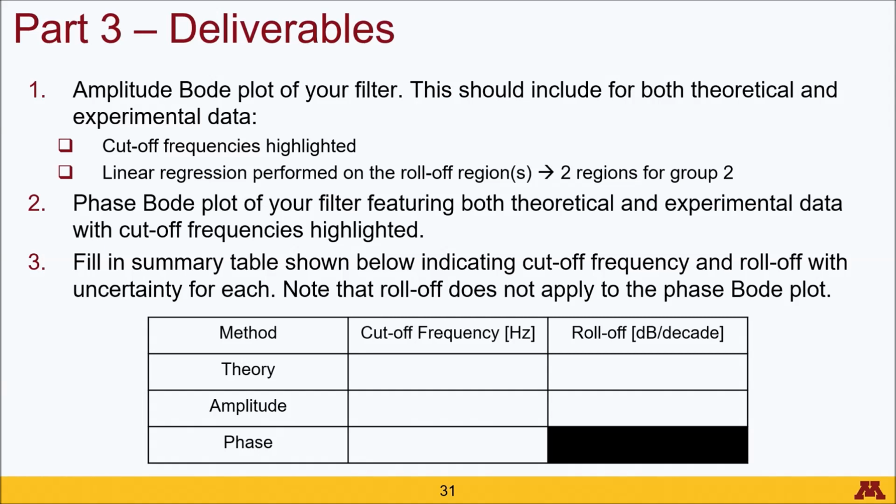The second plot you need is a phase Bode plot, again with theoretical and experimental data. But in this case, you'll just need to highlight the cutoff frequencies for each. And then the last item is that you'll want to fill in this table that I'm showing below, which has a slot for the cutoff frequencies and the roll-off for each of the methods. Note that the phase slot is dark, and that's because roll-off does not apply to the phase method, though you can get it for the other two.